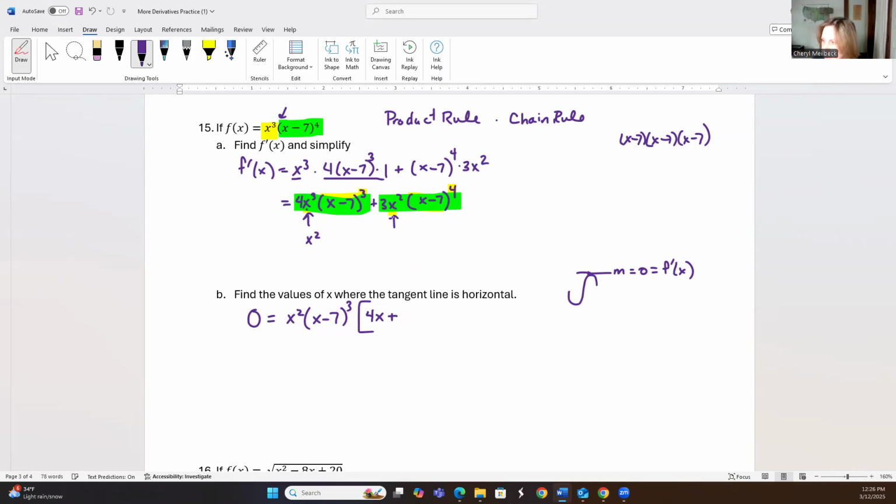So it's plus, the 3 stayed there. And I did factor out this x squared. It's gone. It's out front here. So I no longer write it inside the parentheses. But then from this (x minus 7) to the fourth, I factored out a power of 3 of them, which means one of them remains, like that. So this will be the process that will enable us to solve this, setting it equal to 0.